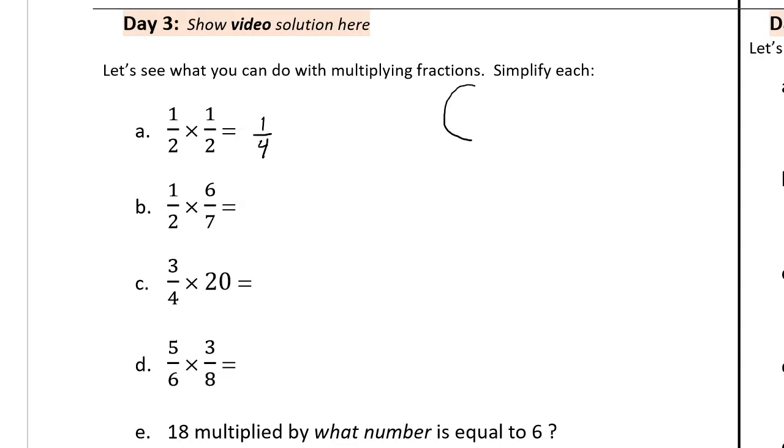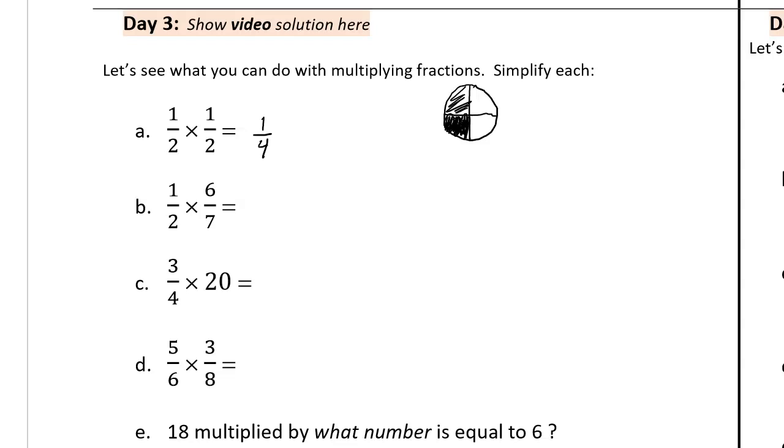Here is a round pizza. I'm going to split it up into 4 equal-sized slices. Half of the pizza is these 2 slices. Now what's half of that half of the pizza? That would be this one slice out of 4 slices. Half of half a pizza is 1/4 of the pizza.